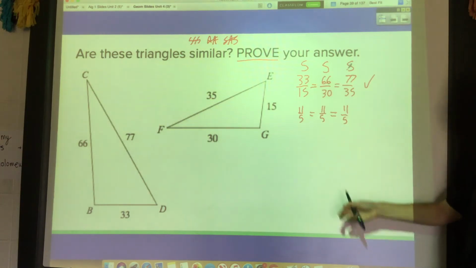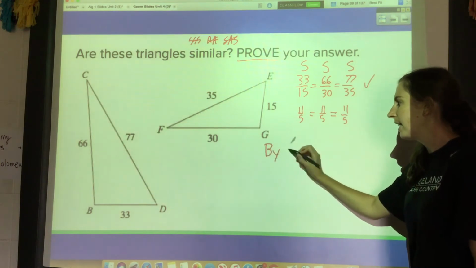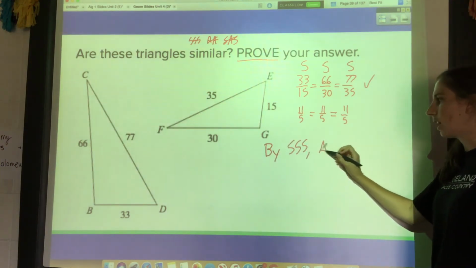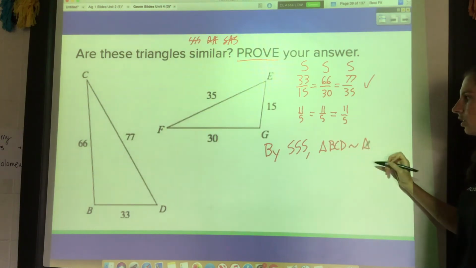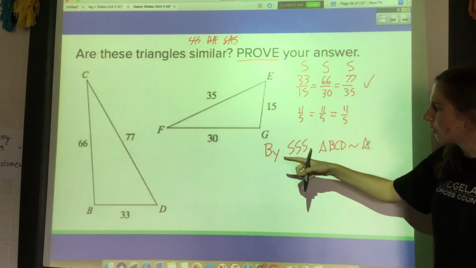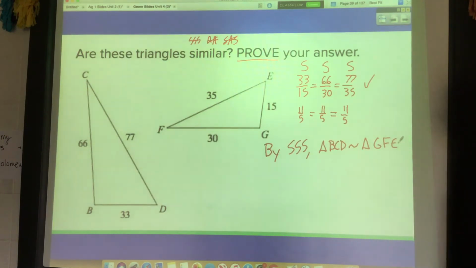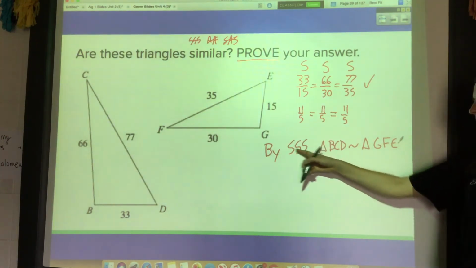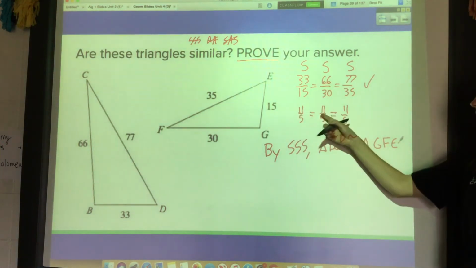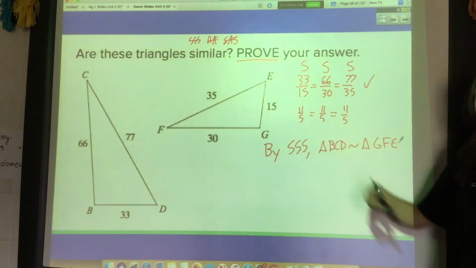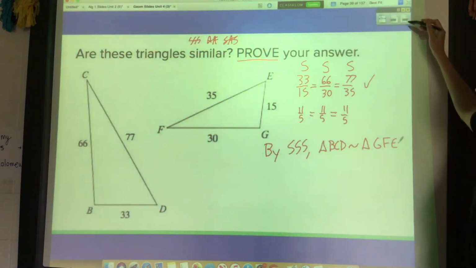So the answer is yes, they are similar, and my proof is literally this. This work right here tells me I've got a pair of sides, a pair of sides, a pair of sides, and so I can say by side, side, side, I know that triangle BCD is similar to triangle, I did the medium one first, so GFE. This is my proof. If I'm going to prove it using the side, side, side postulate, I'm going to have to list out all 3 of the sides. You don't really need this part, but this right here is my proof of using the side, side, side theorem.